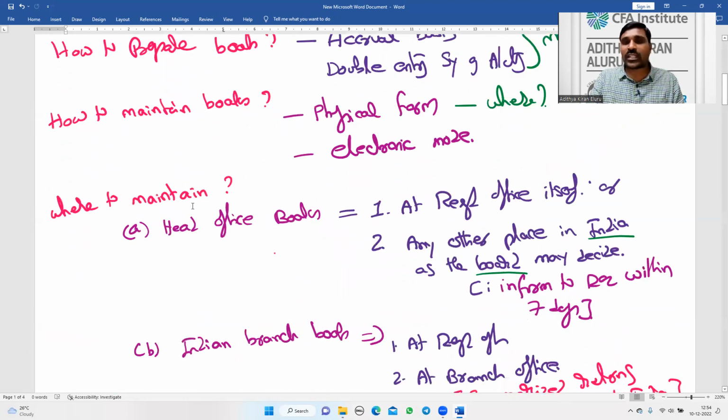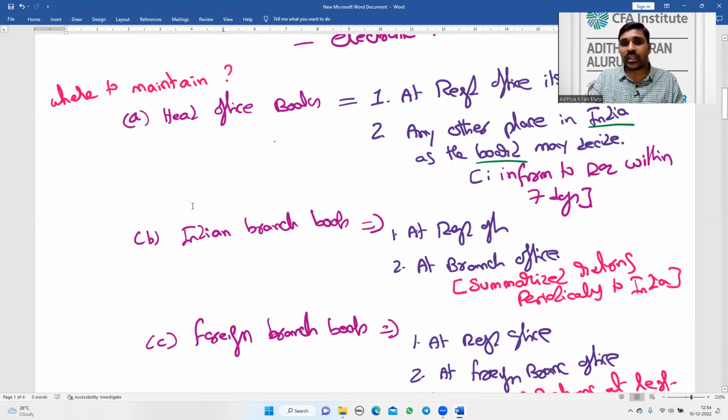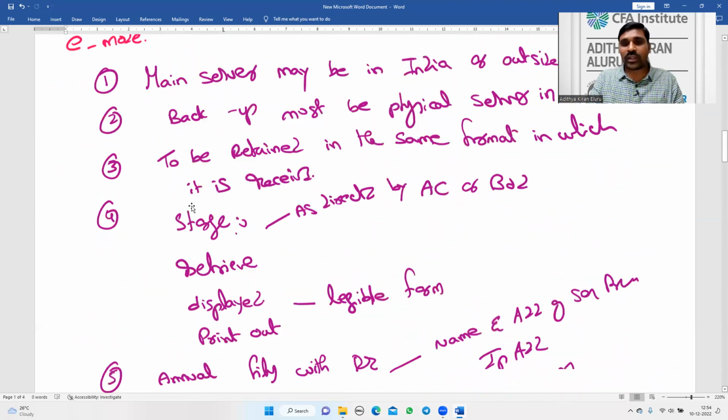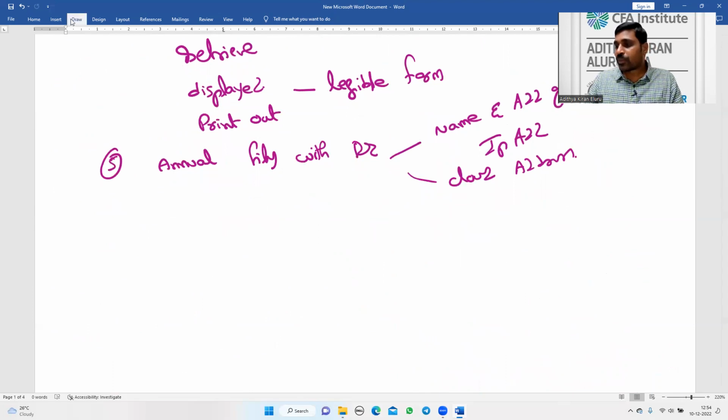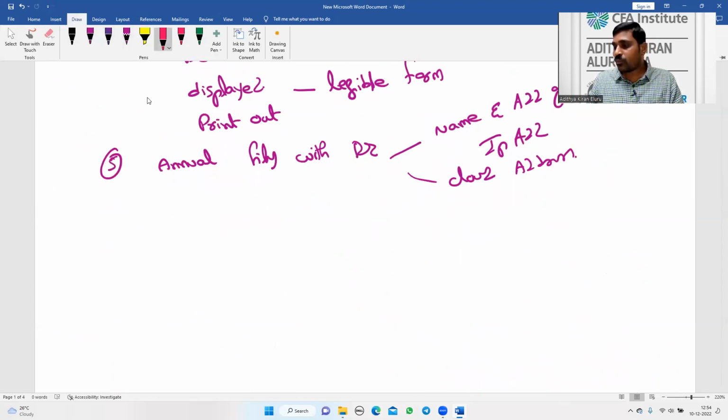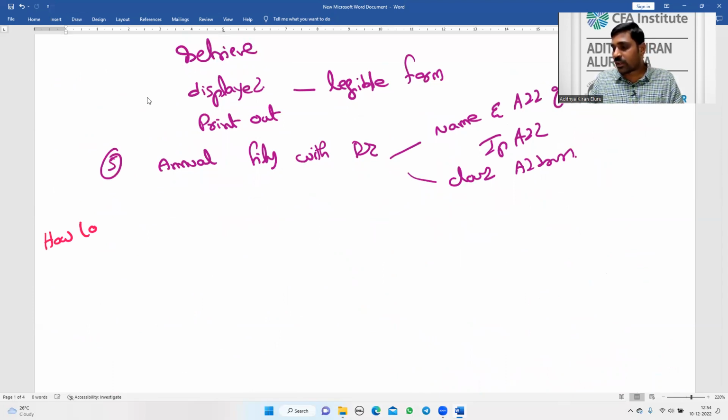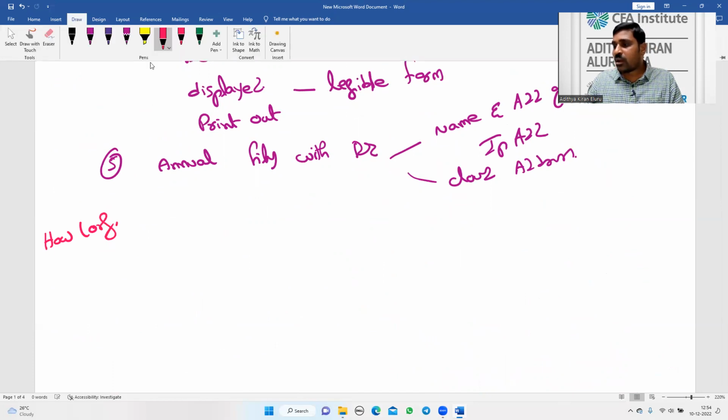If I'm maintaining in physical form, then the question arises where to maintain. If I'm maintaining in electronic mode, these are the points. Next, how long to maintain? How long should I maintain the books of accounts?